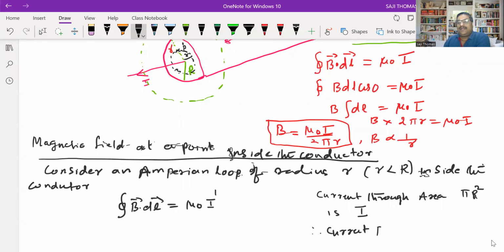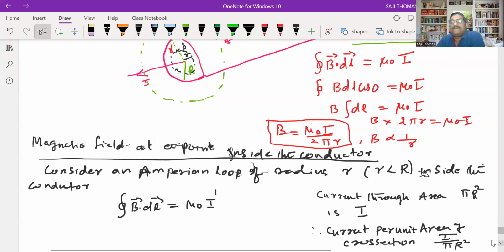Current per unit area of cross section will be I by pi R square, right? Current capital I is for the full cross-sectional area. Current flowing through unit area of cross section is I by pi R square. Now we can find out the current through the smaller area.